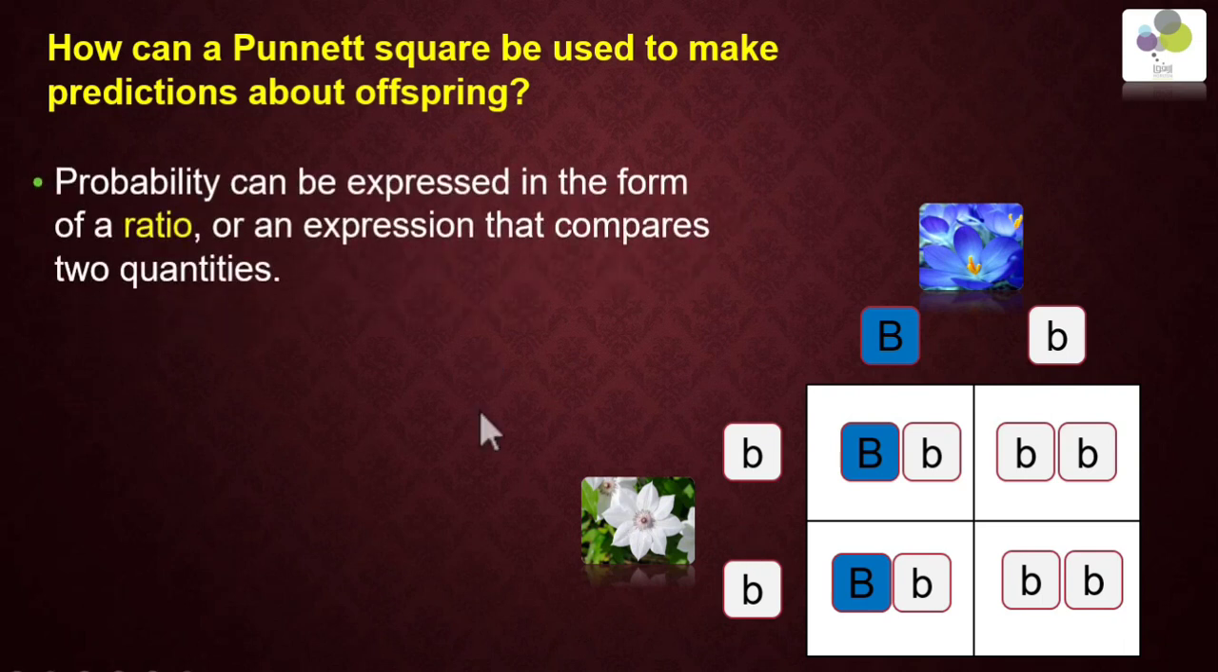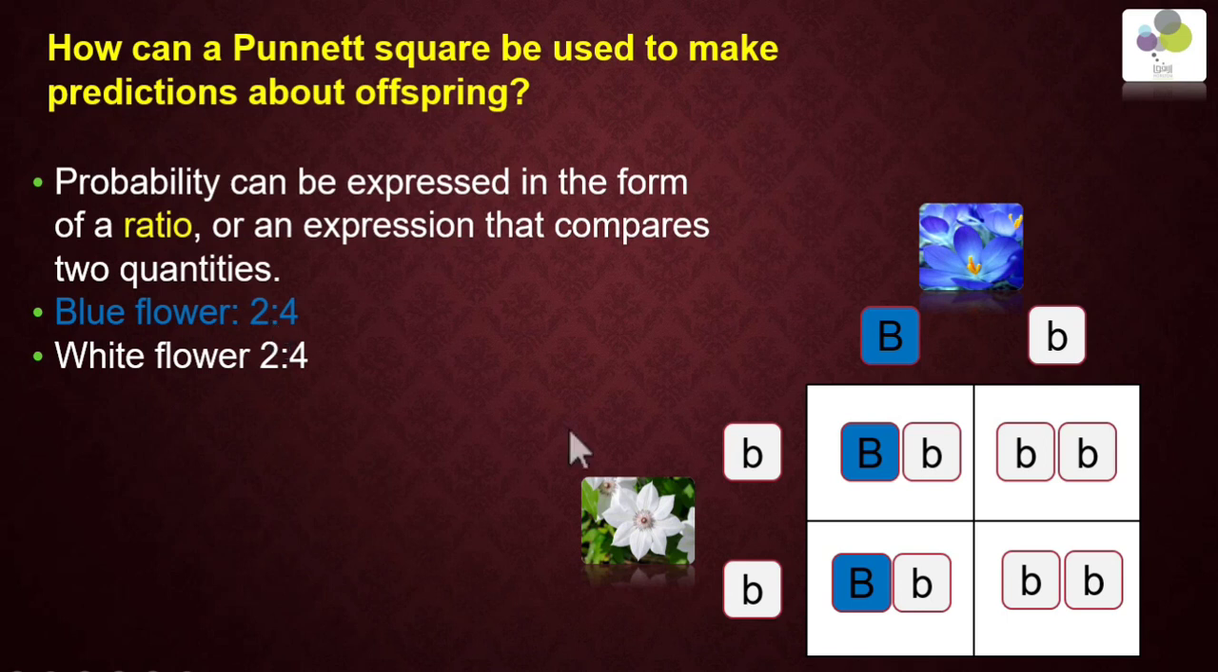We can express it in the form of a ratio. So the ratio of the blue to the total, or the ratio of the white to the total. As we can see, how many blue flowers do we have? 1, 2 blue flowers to the total, which is 1, 2, 3, 4. So the blue flower is 2 to 4, and also the white flower is 2 to 4. Okay, so this is the probability in the form of ratio.